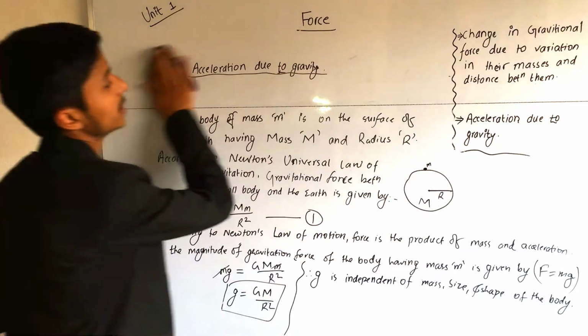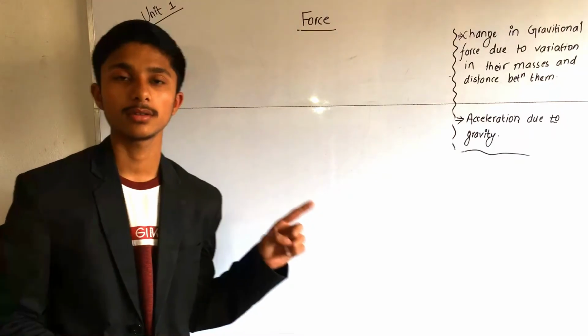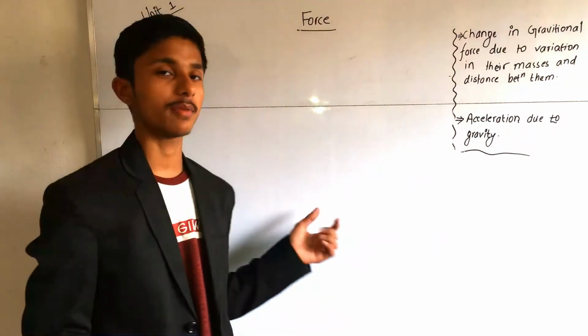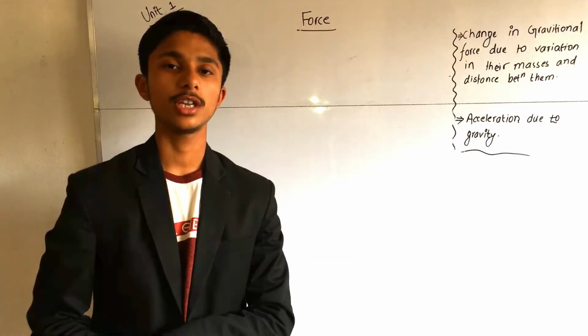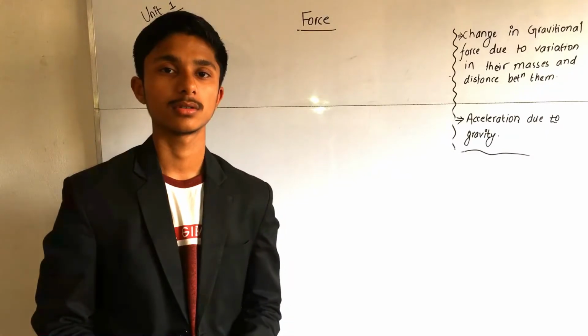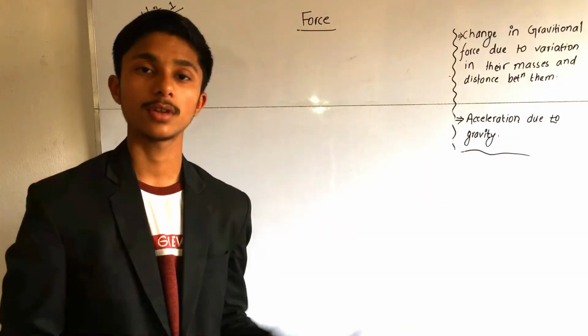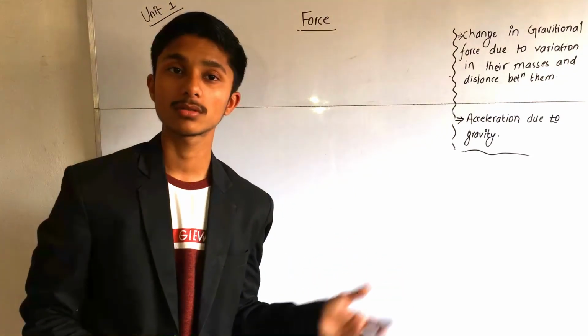So we have finished these two topics. Now we discuss one question. Okay, you might have studied in your junior classes the value of acceleration due to gravity of the earth is 9.8 meter per second square. That is, the value of acceleration due to gravity of the earth is 9.8 meter per second square. What does it mean?